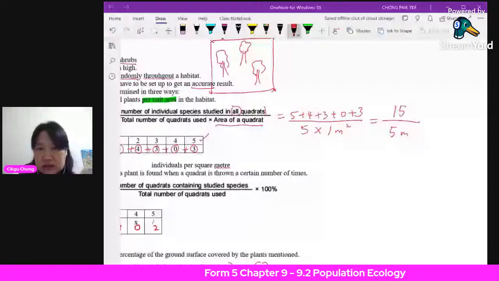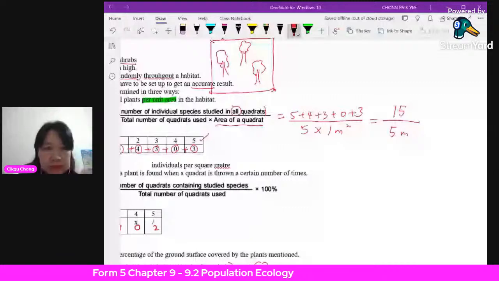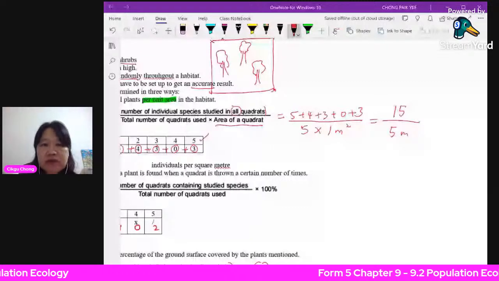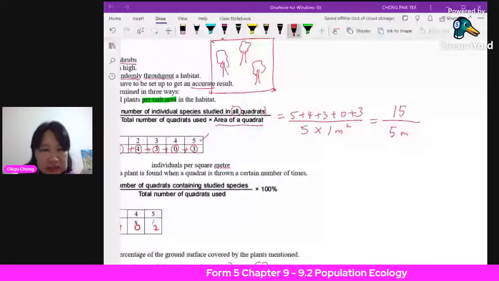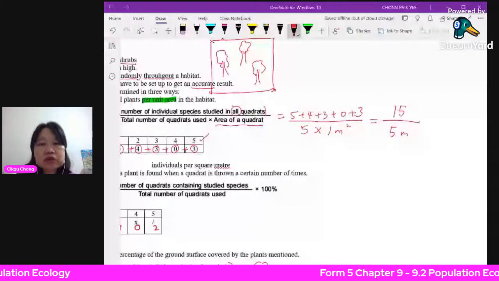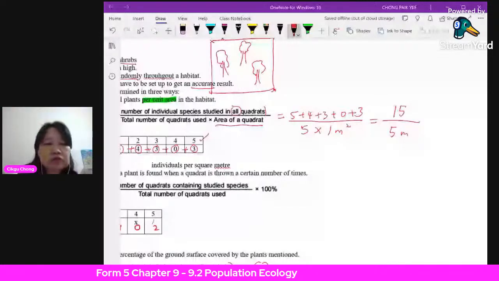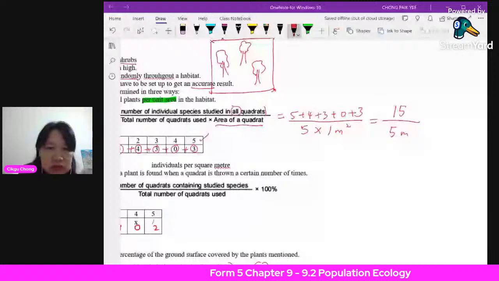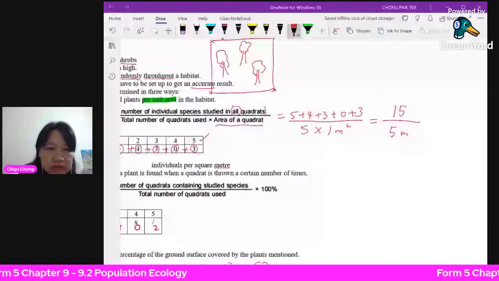So here, let's look at the example. First quadrat, you get 2 plants. Second quadrat, you get 3. Third quadrat, you get 1. Fourth quadrat, you get nothing. Fifth quadrat, you get 2. So now what is the frequency? Frequency equals to you see how many quadrats have the species. Don't add up 2 plus 3 plus 1 plus 0, don't add. You just see how many got. This one got, this one got, this one got, this one don't have, this one got. So you can see there are 4 quadrats with the species that you want to study.